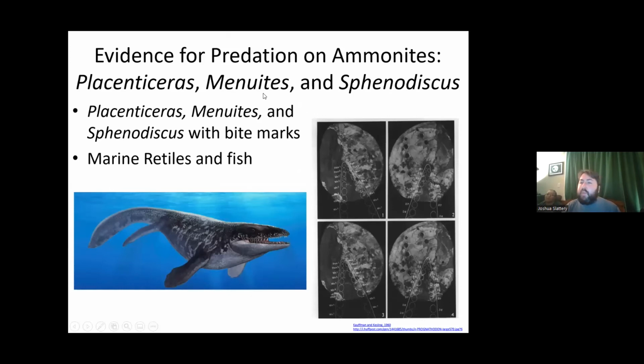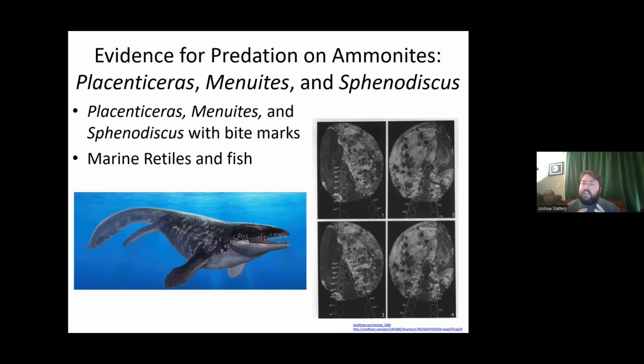There's actually been a lot of debate about this because people found these bite marks on these ammonoids. And there was a real classic study by Erle Kauffman from the 1960s of a Placenticeratidae with distinct bite marks that match up pretty closely with the bite marks of a mosasaur. This is a mosasaur right here. People have debated if that's actually caused by a mosasaur or a limpet.